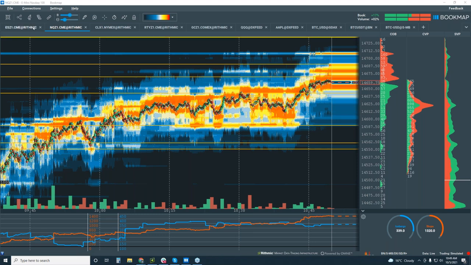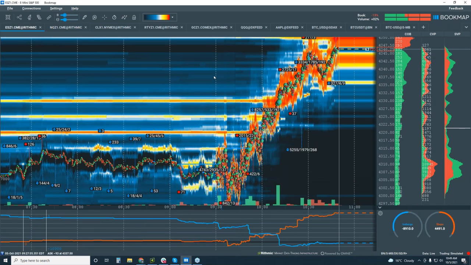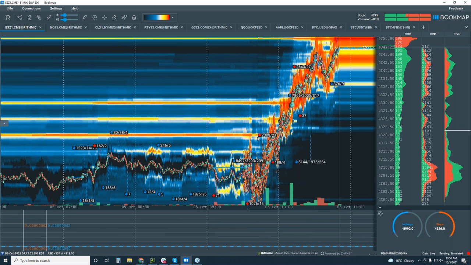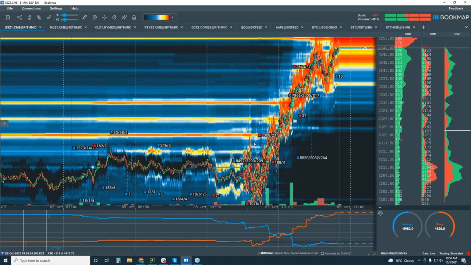Oh yeah, stop runs. That's right. Okay, let's take a look here. Or not stop runs. I mean, look, people are getting stopped out all the way up here. Icebergs on the way down, right? So they're getting filled, they're getting filled, they're getting filled in here. Likely, I'm not sure what to say here.